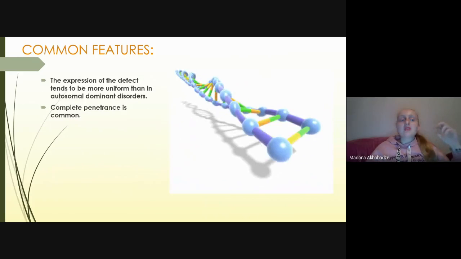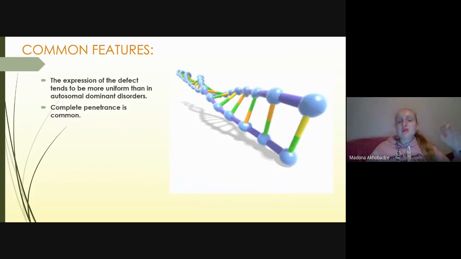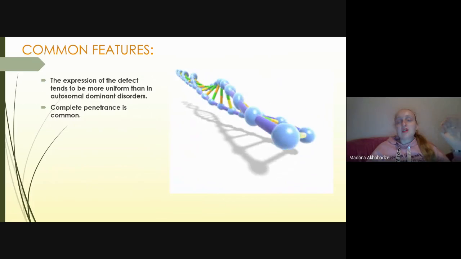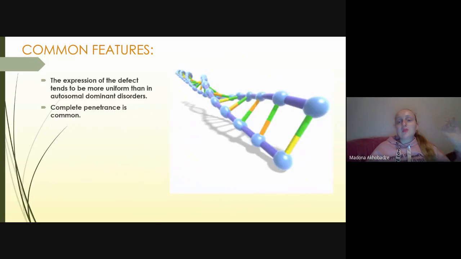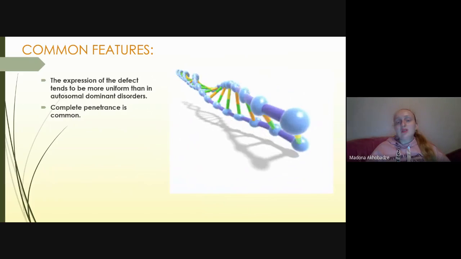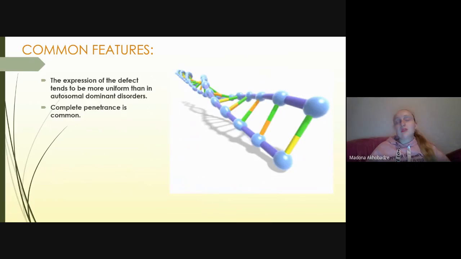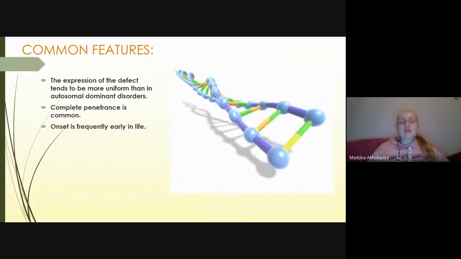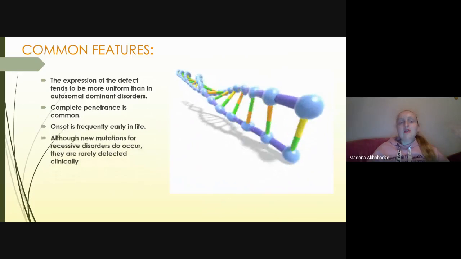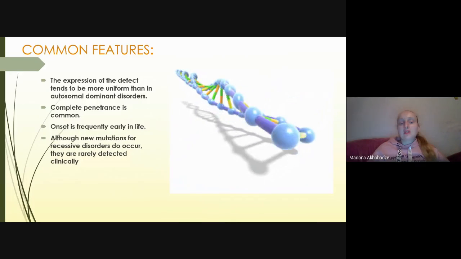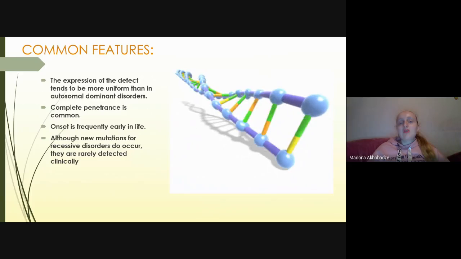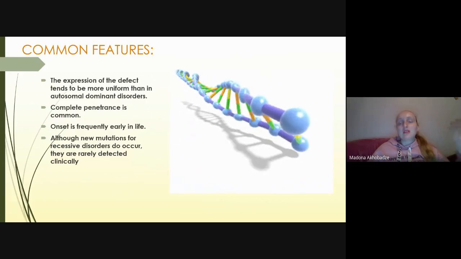Complete penetrance is common. It means when both of the mutant alleles meet each other, definitely the disease shows itself. Onset is frequently early in life, and also new mutations for recessive disorders do occur. They are very rarely detected clinically.